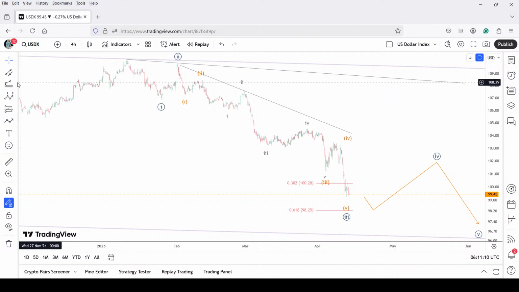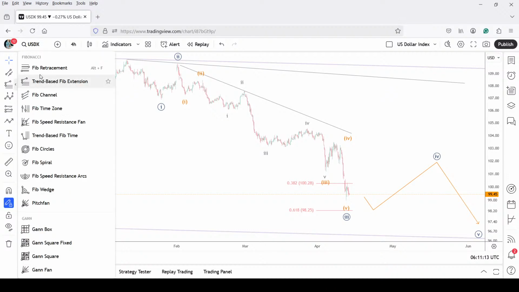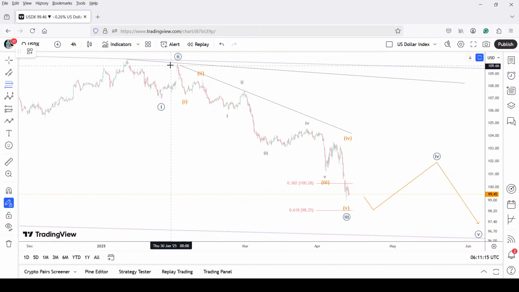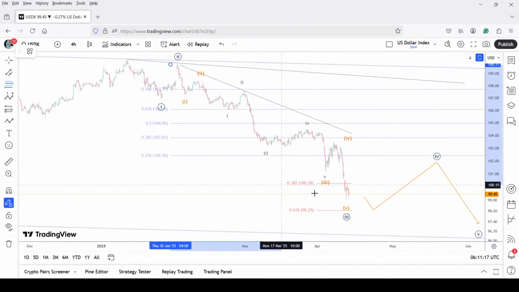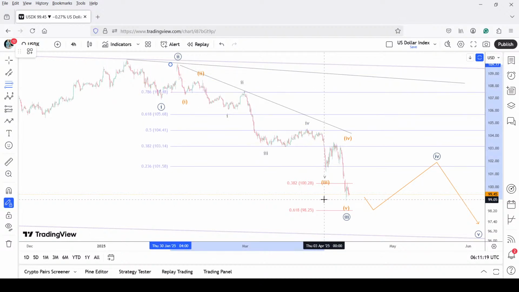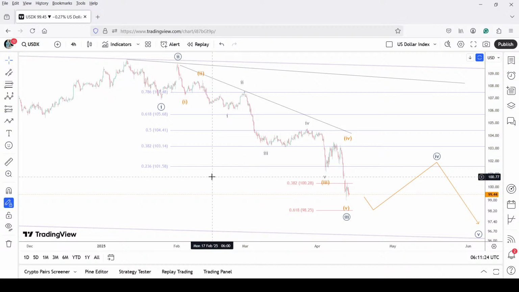Now, the potential for minute wave 4 to terminate is around the 38.2% of wave 3, but it's not necessary. We've brought up the 23% retracement as well, around 101.58. So it's quite possible that prices may reverse from 101.58, which is the 23% retracement. And let's check the channel as well.